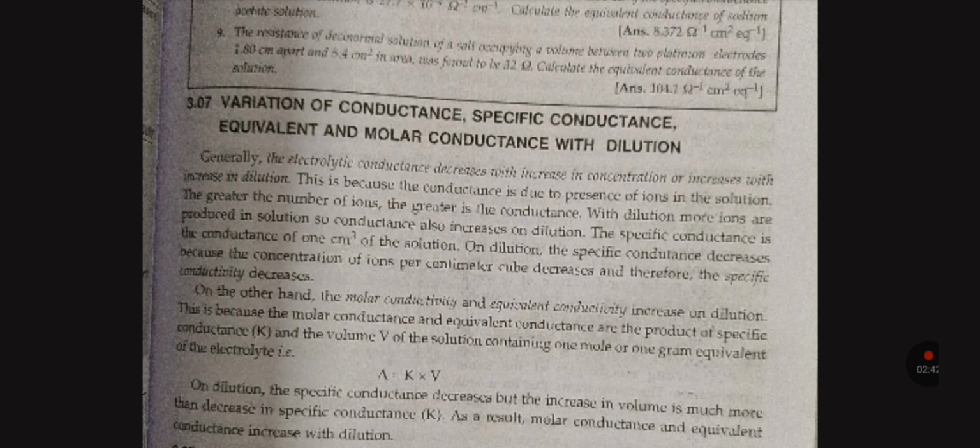The specific conductance is the conductance of 1 centimeter cube of solution. On dilution, the specific conductance decreases because the concentration of ions per centimeter cube decreases. On the other hand, the molar conductance and equivalent conductance increase on dilution. This is because the molar conductance and equivalent conductance are the product of specific conductance and volume of solution containing 1 mole or 1 gram equivalent of electrolyte.